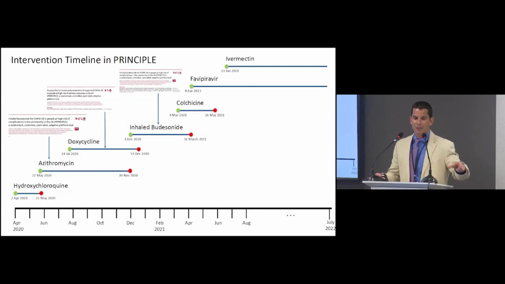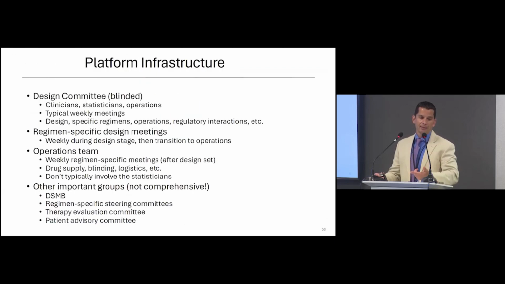This is the intervention timeline of the principal trial, and I'm just making the point that a lot of issues came up when we ran this trial, and a lot of it was because we had to do it on the fly. Going back, if we could have had the time necessary to set it up in advance, we could have done it even better. But you need to have different committees.